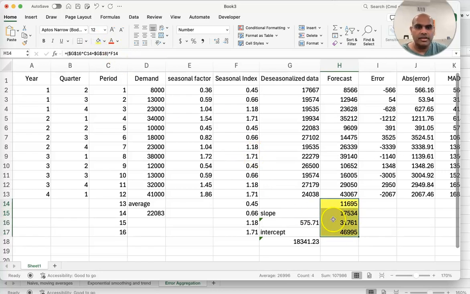So I'm saying that in the second quarter of year number 4, my forecast is 11,695. The next is 17,534. The quarter after that, 17,761. And finally, the fourth quarter of year 5 will be 46,995. So this not only includes seasonality in the data that we had, but also that increasing trend that we noticed, right? That's it. And that is how you incorporate seasonality into the data, right?